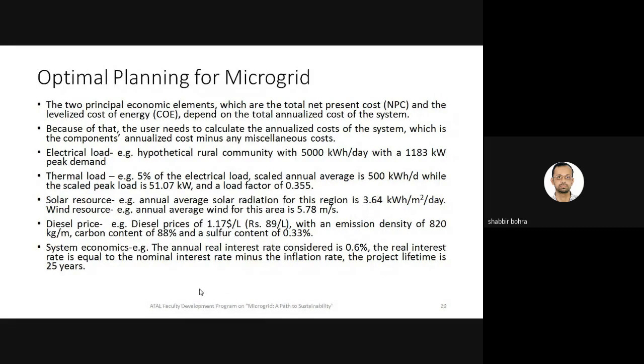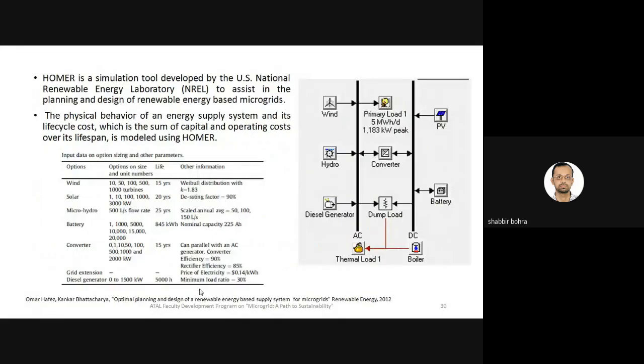Mainly what we need to consider is electrical load, thermal load, solar potential, I mean irradiation level, diesel price in the prevailing zone or area, and other system economics. These components we had discussed, and then we also went through the HOMER simulation tool developed by the US National Renewable Energy Laboratory, to assist in the planning and design of renewable energy based microgrids. This analysis was done by Omar and Kankar Bhattacharya.